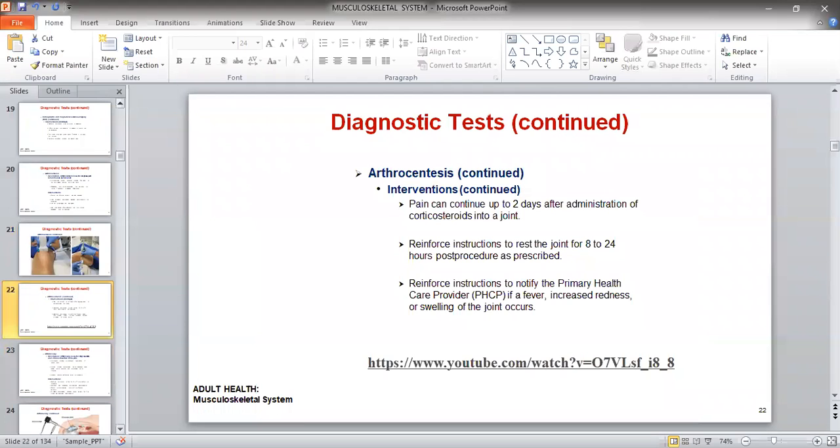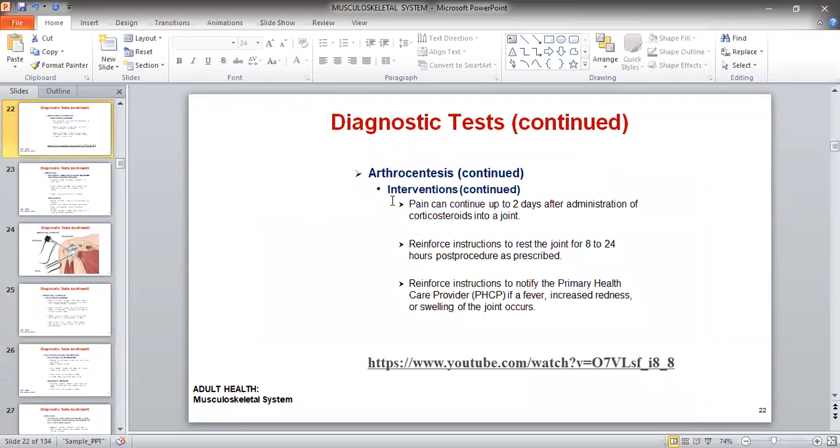And what next? Also, the pain can continue up to 2 days after administering the corticosteroid inside the joint. Why do we give the steroid? To reduce the inflammation if the patient has any inflammatory joint pain. Reinforce, instruct to rest the joint for 8 to 24 hours post-procedure. Resting of the joint is super important. And also tell your patient to elevate the part after the procedure.